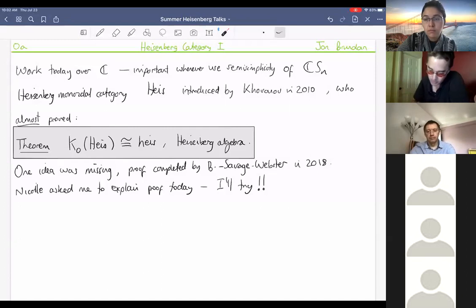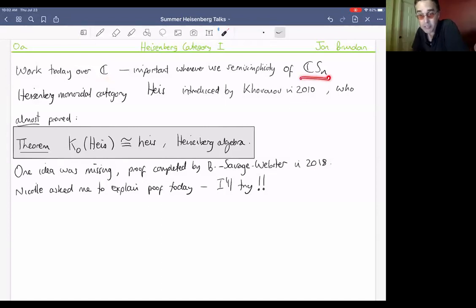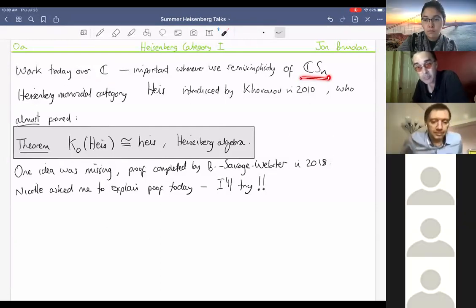I'm going to work always just over the complex numbers today, so everything will be C-linear. I'll probably even forget to mention that everything's C-linear. That's only really important in those places where I start using the group algebra of the symmetric group S_n. Of course, I need to be in characteristic 0 when I use semi-simplicity of that group algebra.